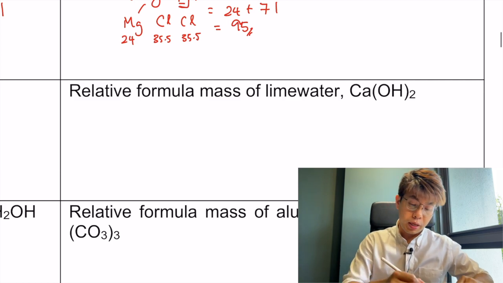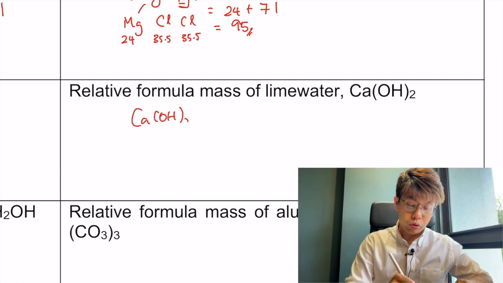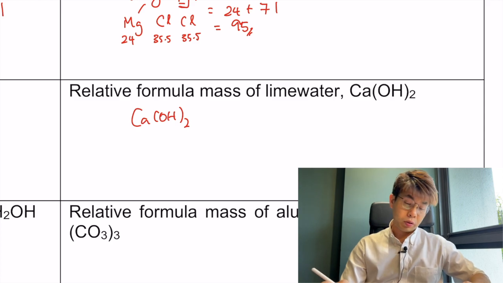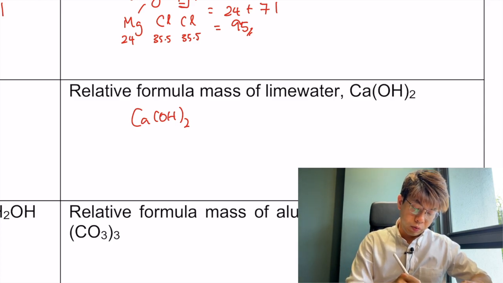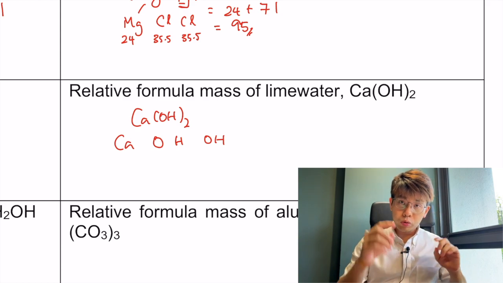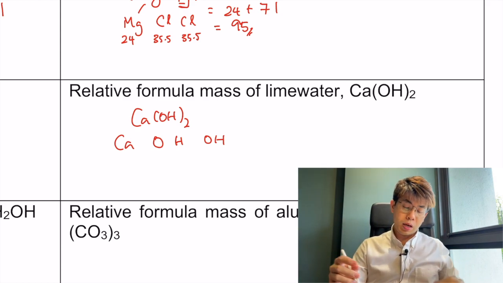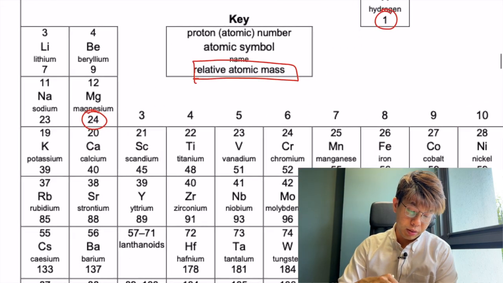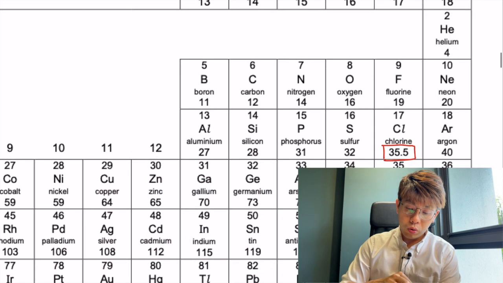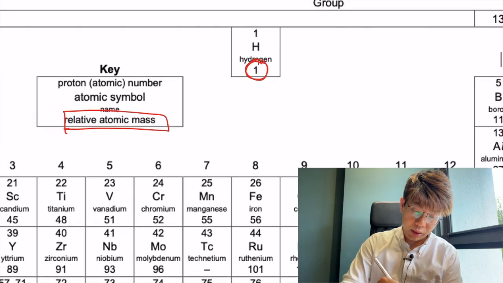Lime water, Ca(OH)2, calcium hydroxide. Maybe you might want to pause the video here to try it yourself first and then check your answer. The formula means that there is one Ca, and then there is OH and another OH. So in total we have 2 O, 2 H and 1 Ca. Let's check the mass of the elements. Ca, you can see the mass is 40. O, the mass is 16, and H, the mass is 1.